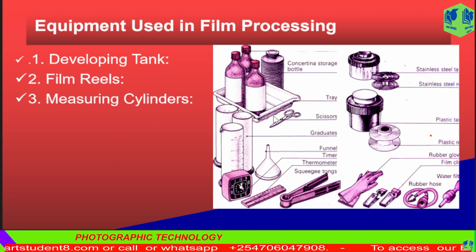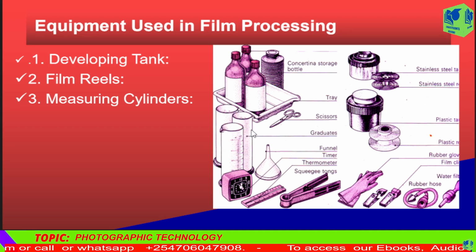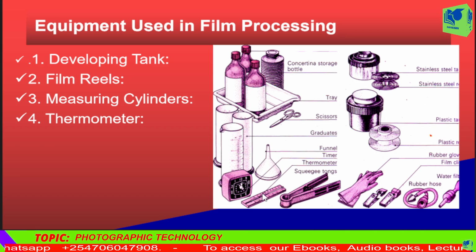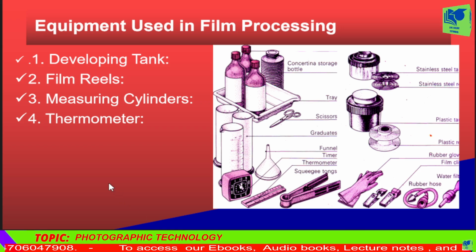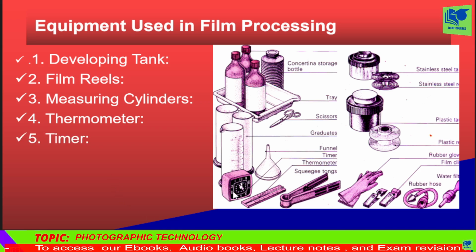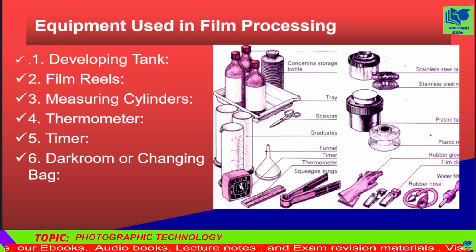3. Measuring cylinders. Used to measure and mix chemicals accurately. 4. Thermometer. Temperature control is crucial in film development, so a thermometer ensures chemicals are at the correct temperature. 5. Timer. Precise timing is essential for each step of the development process. 6. Darkroom or changing bag. A completely dark space where you can load the film onto reels without exposing it to light. A changing bag is a portable option if a darkroom isn't available.